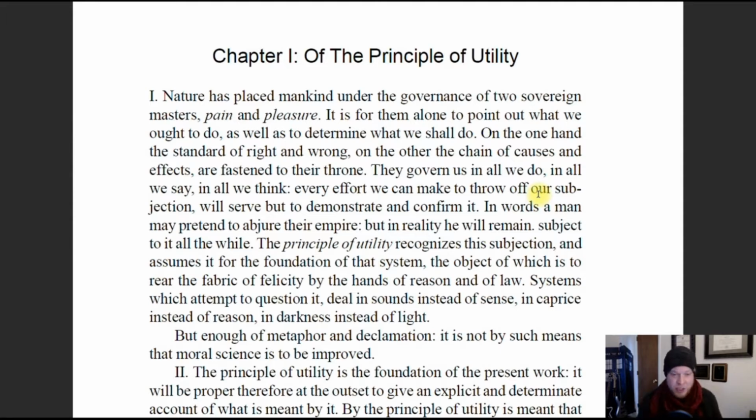Systems which attempt to question it deal in sounds instead of sense, in caprice instead of reason, in darkness instead of light. In short, what he's saying here is if you think that morality has anything to do other than with pain and pleasure, you're wrong. Everything is under its dominion, its empire. But enough metaphor and declamation. It is not by such means that moral science is to be improved.